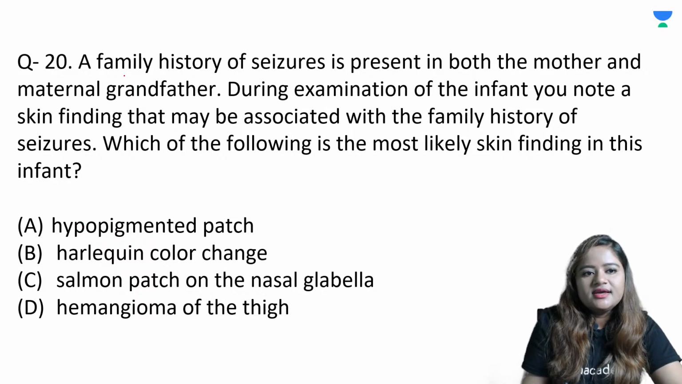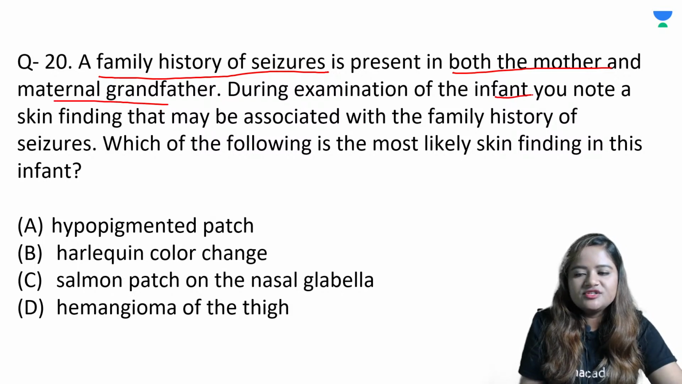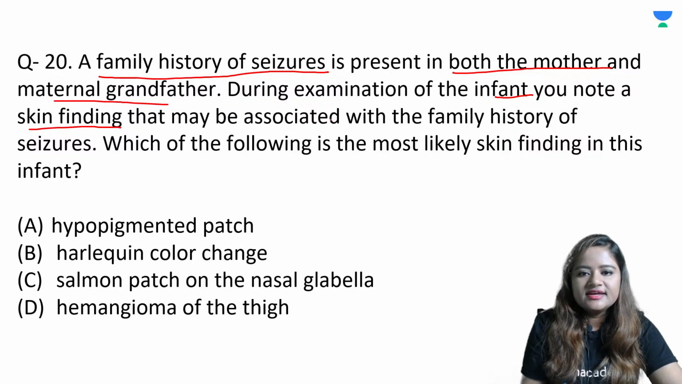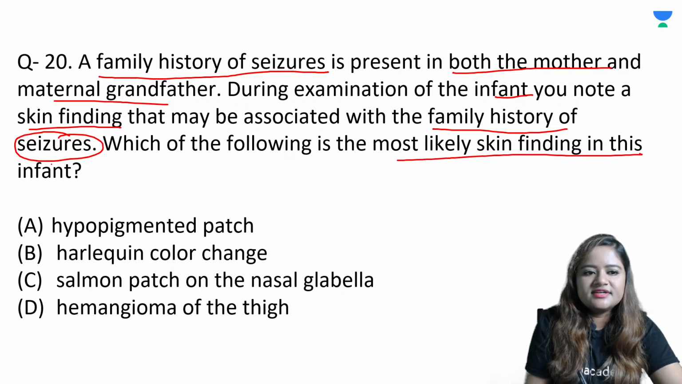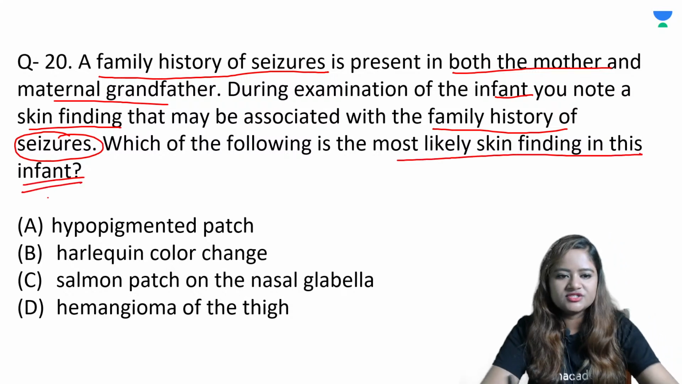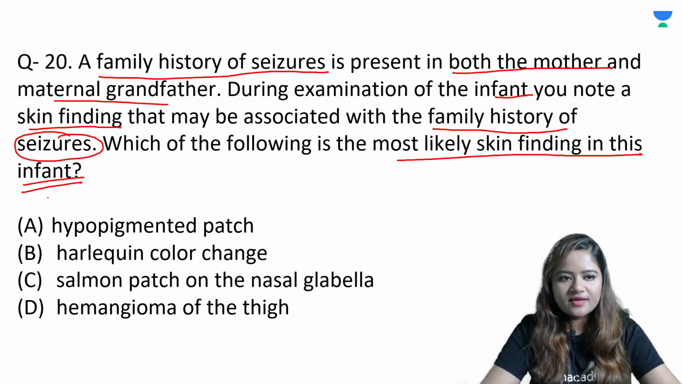Question number 20. A family history of seizures is present in both the mother and maternal grandfather. During examination, you note the infant has a skin finding that is associated with the family history of seizures. So, a newborn with a skin finding that is related to having sudden onset of seizures. Any disorder which is genetic, which runs in the family, which is related to some dermatological manifestation, you can guess the disease and mark the right answer for question number 20.